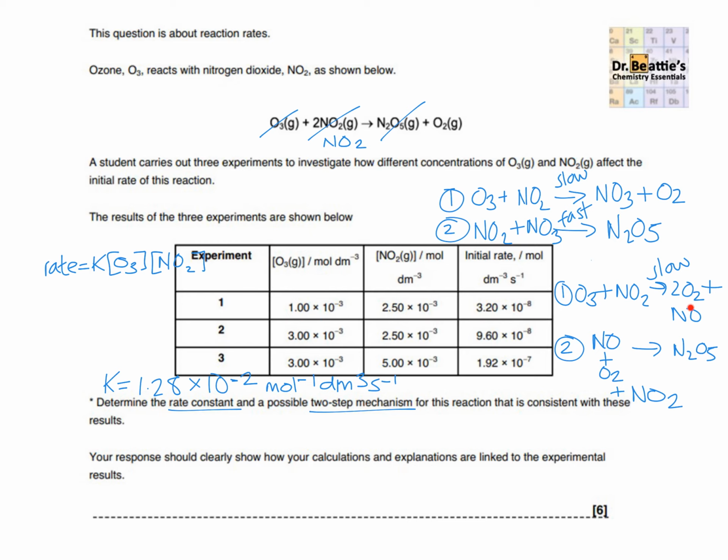Obviously, the NO and one of the O2s here is an intermediate because then they're used up in the second step, so they cancel out. That then leaves 1 oxygen molecule. And then finally our N2O5 molecule here. So both of these can fit the equation.